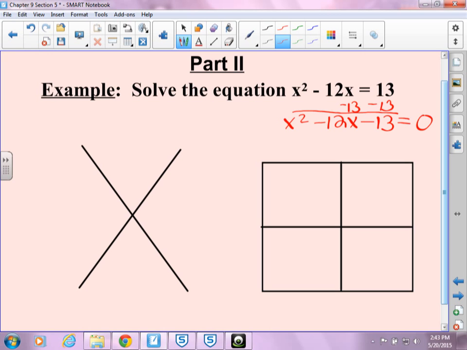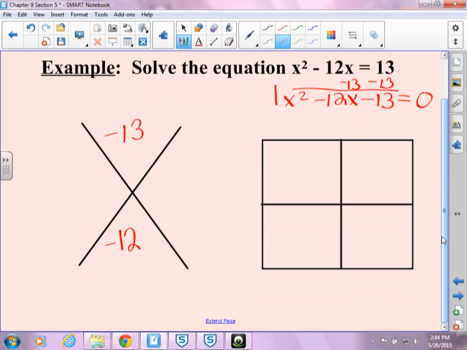All right, so now I'm going to go to my x. I'm going to take 1, which is my a term, times negative 13, which is my c term, and I'm going to get negative 13. Below, I'm going to take my b term, which is my middle term, and that's negative 12. Now I need to think to myself, what two numbers, when I multiply them together, give me negative 13, and I add them together and I get negative 12? Well, that's negative 13 and 1, and I'm going to prove it down below.